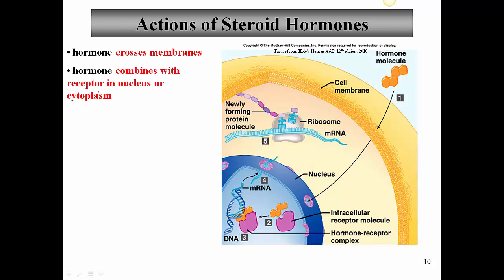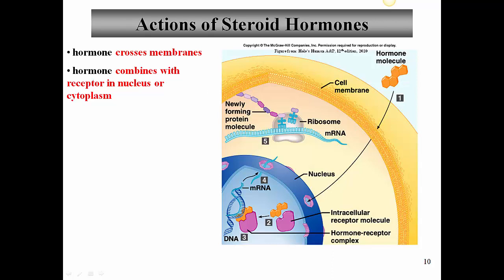Next, what happens is the hormone combines with a receptor in the nucleus or cytoplasm. You'll remember from what we said earlier that in order for a cell to be affected by a hormone, to be a target cell, it must have a receptor for that hormone. So cells that have hormones come into the cell are no different. They also need receptors for these hormones in order to have some kind of activity change.